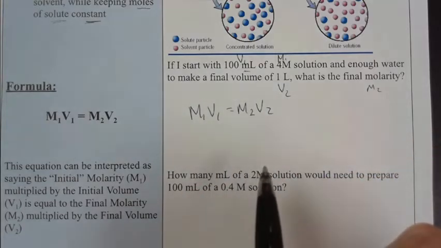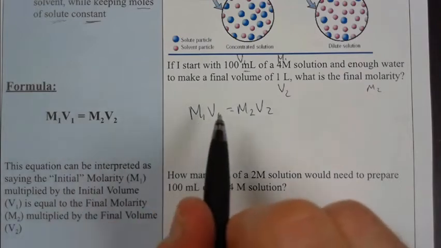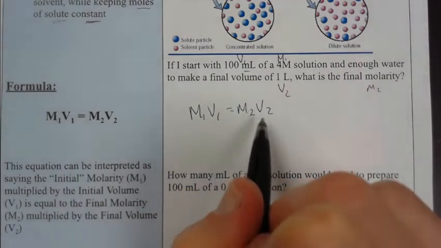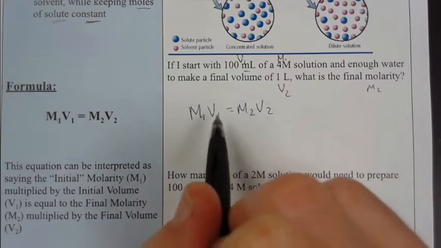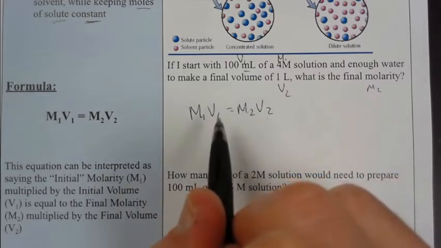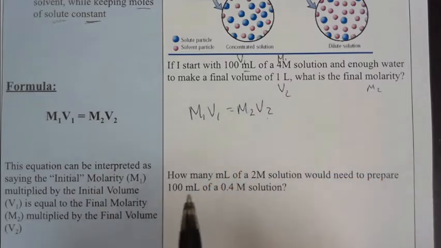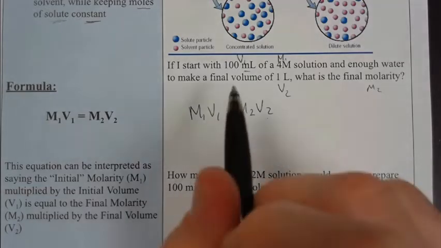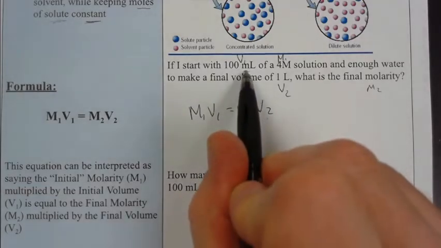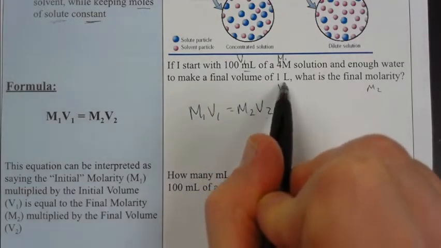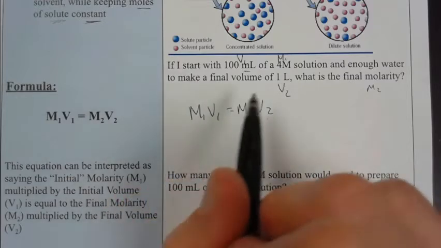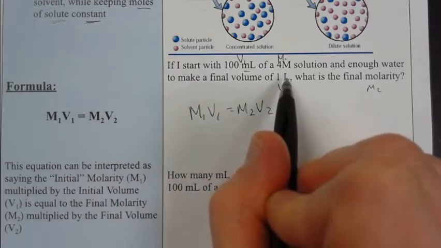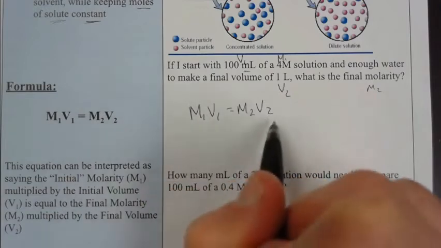Now the trick for this equation is just to make sure that V1 and V2 have the same units, because ultimately they're going to be divided out. So we want the units to be the same so that when we divide, they're going to cancel out. So we could convert this to liters, or we could convert this to milliliters. We'll still get the same answer because we're going to be dividing them out in the end.